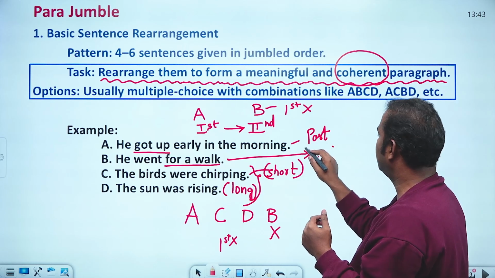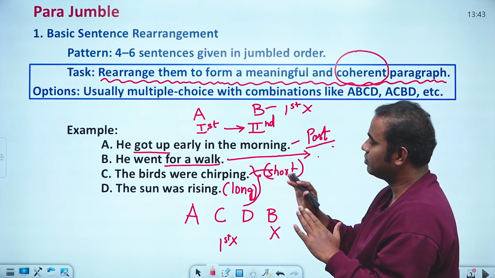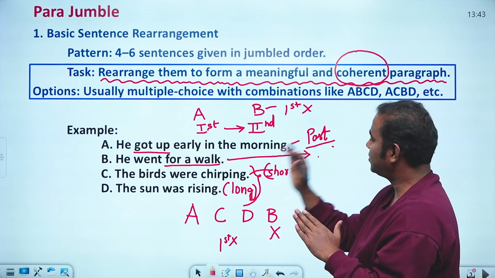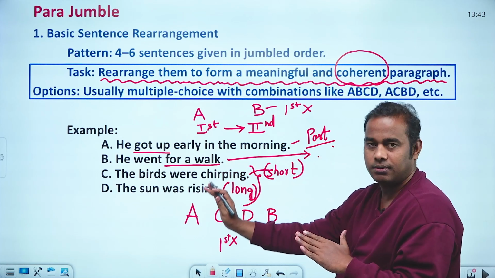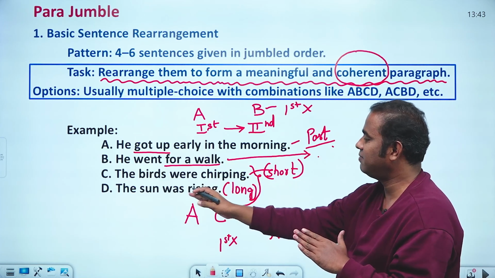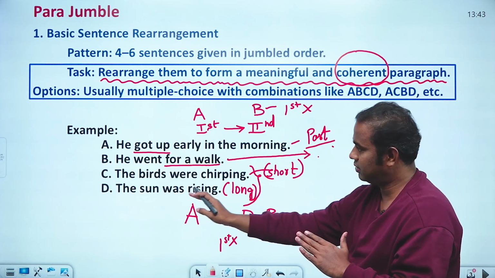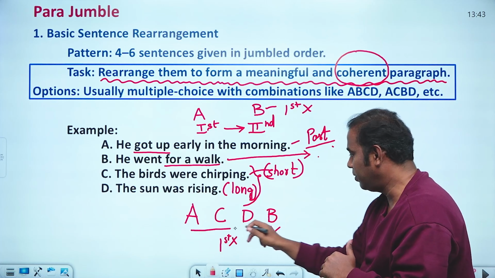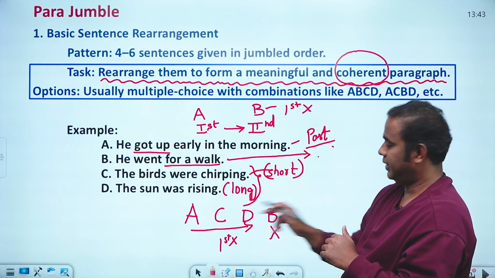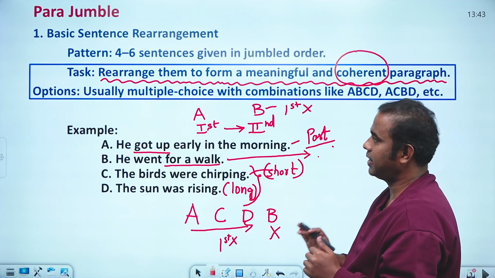He got up, so this is past tense here. That past, you can connect it to the present continuous. So the sun was rising is a present continuous. So you can connect that into this D. So the logical flow will be only this model: A, C, A, B would be the right model here.